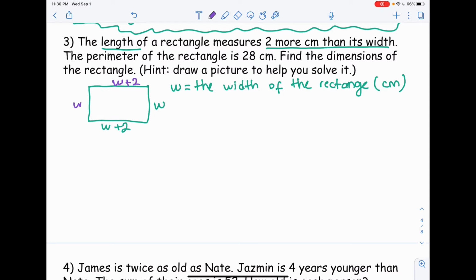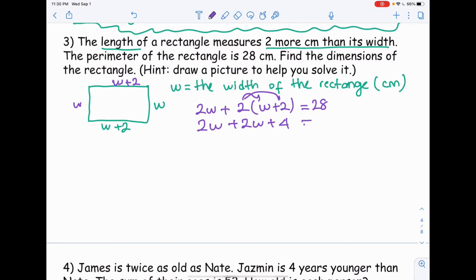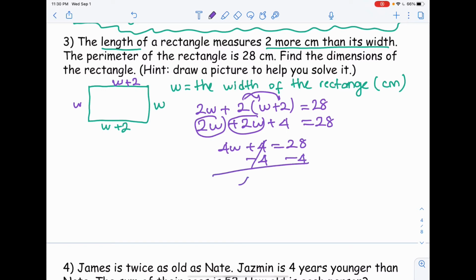we can either add them all together or we can write in this form. 2W plus 2 times W plus 2, which is 28 centimeters. And then distribute 2 over W and 2. And let's combine like terms. We will have 4W plus 4. And then subtract constant from both sides. And then let's divide both sides of the equation with the coefficient 4. And then W will be 6 from here.